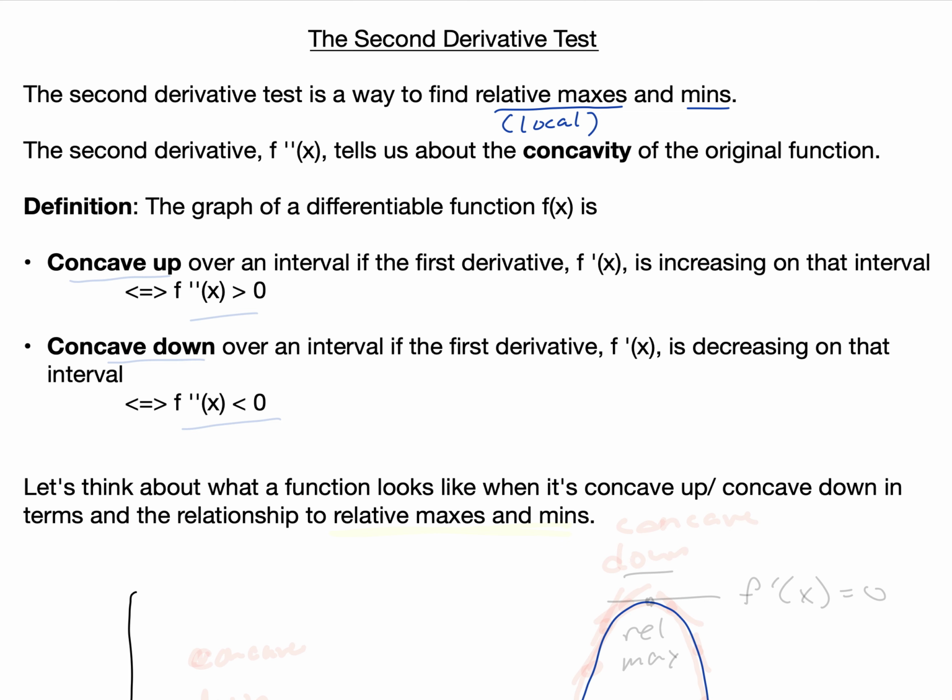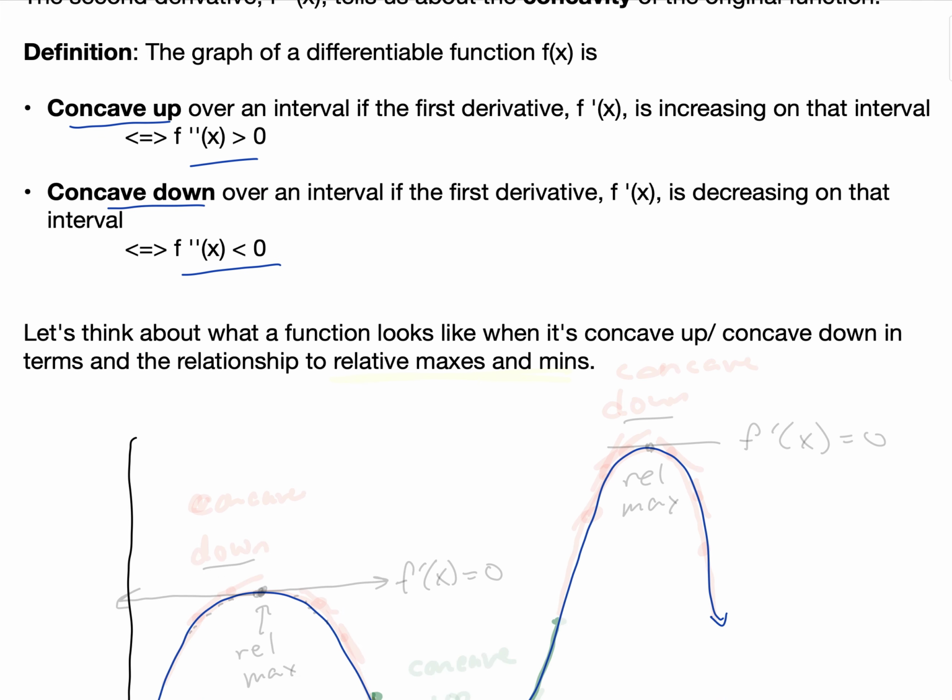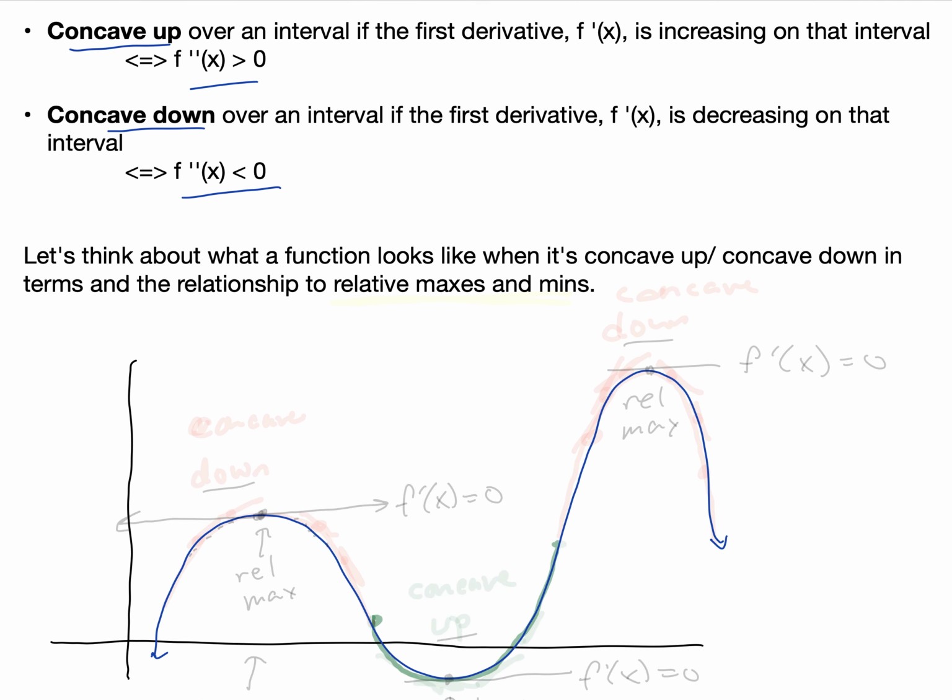The second derivative, f double prime of x, tells us about the concavity of the original function. And remember that a function is concave up if the second derivative is greater than 0. It's concave down if the second derivative is less than 0. So, for example, with the function below, we would be concave down over this whole interval. We're concave down because if we look at the tangent line to the curve, that slope is decreasing. It's becoming less positive there, and it's becoming more negative there. So we're concave down over that interval.